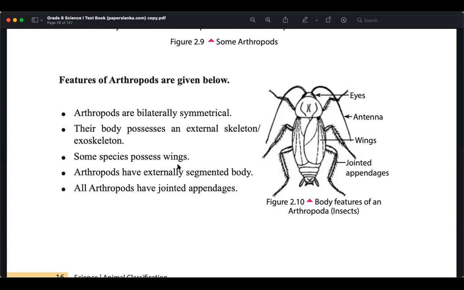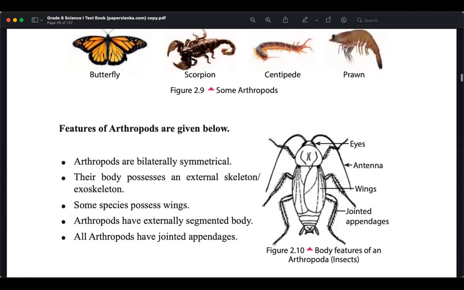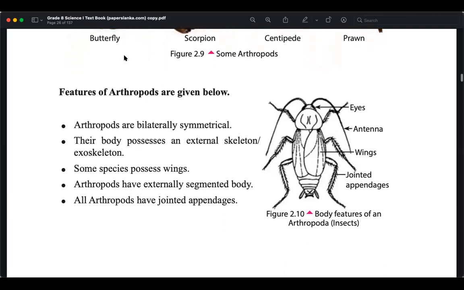Some species have wings, some have seasonal wings. You can see the butterfly has wings in some phase of its life cycle, but in the earlier phase it's just a worm that gradually becomes a butterfly. So do insects like ants. They also get wings, but not in the early stage, in the later stage of the life cycle.